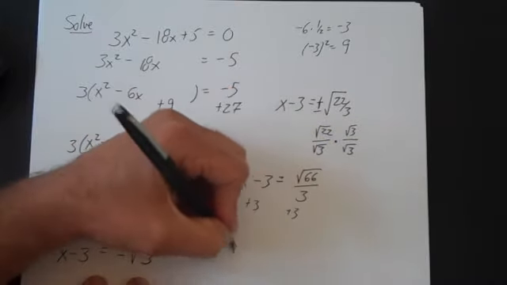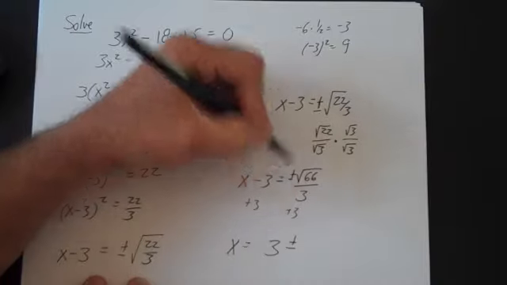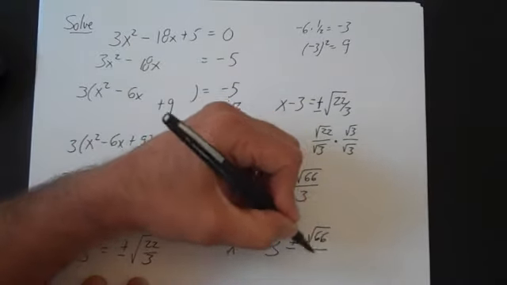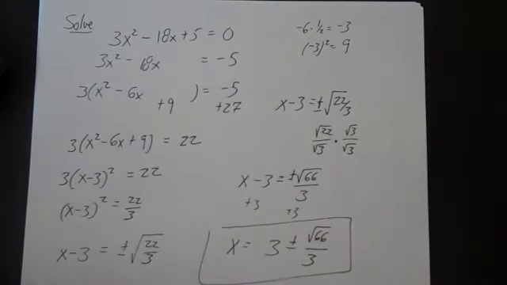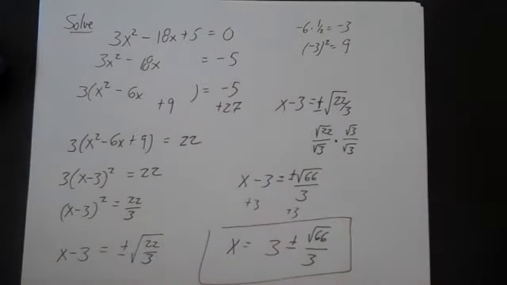So my final answer is x is equal to 3 plus or minus square root of 66 over 3. You can never forget your plus or minus when you take the square root of both sides. And that's your final answer. And that's how you solve quadratics by completing the square. There are some more difficult problems, and that's in the follow-up video called More Solving Quadratics by Completing the Square.